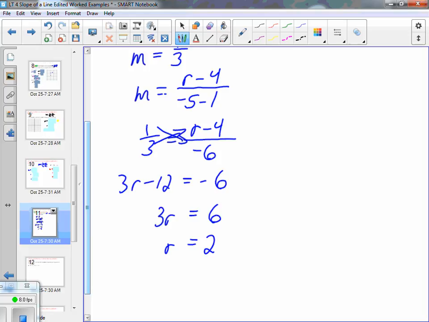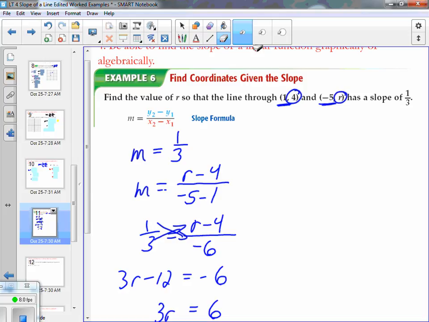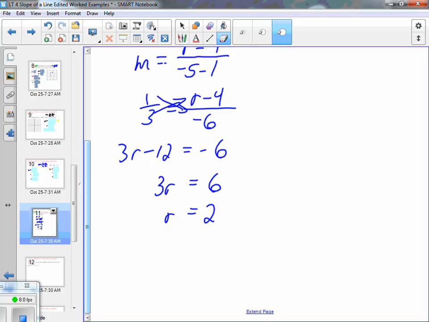So, if we go back up here and replace the letter r with a 2, and then we do the slope formula again, you know what the answer will be? 1/3. That's what we just figured out. Any questions on this one?